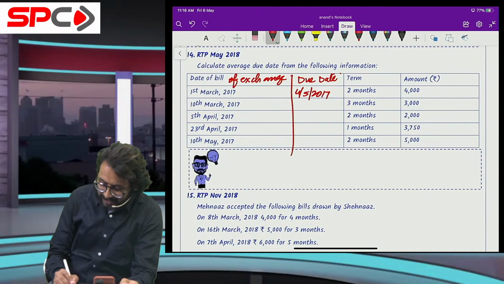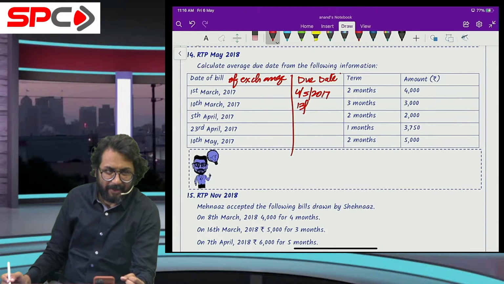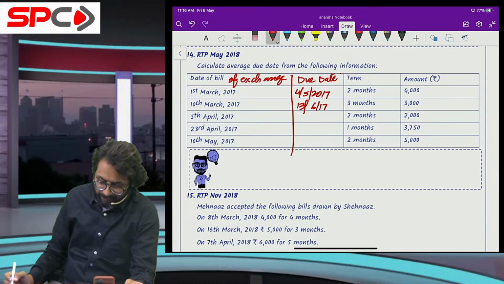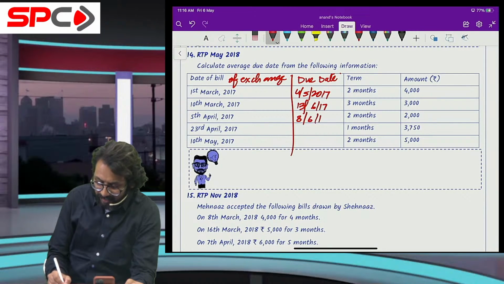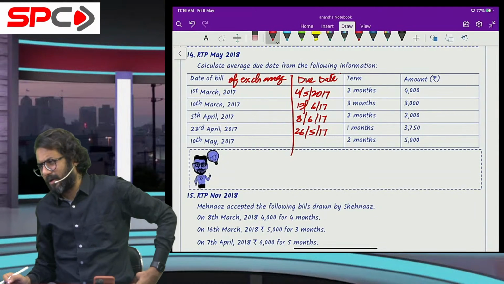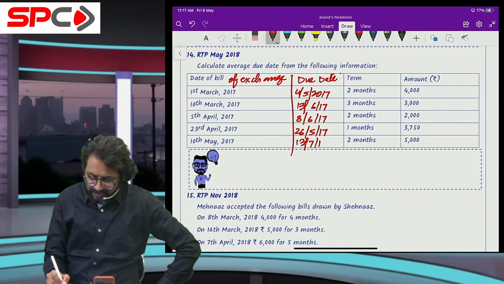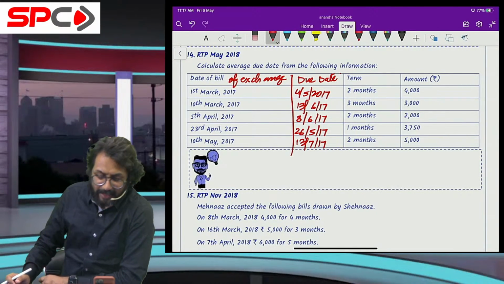What is the second date? 10th March, if we add 3 months, 13th. So after March, April, May, June. So 13th June 17. Agreed? 5th April, you have to add 2 months. So May, June. So can I not say 8th June 17? 23rd April, 1 month. So can I not say 23rd May, which is 26 May 17? 10th May, 2 months. So June, July. So can I not say 13th July 17? Say yes. Happy? So shall we do it?